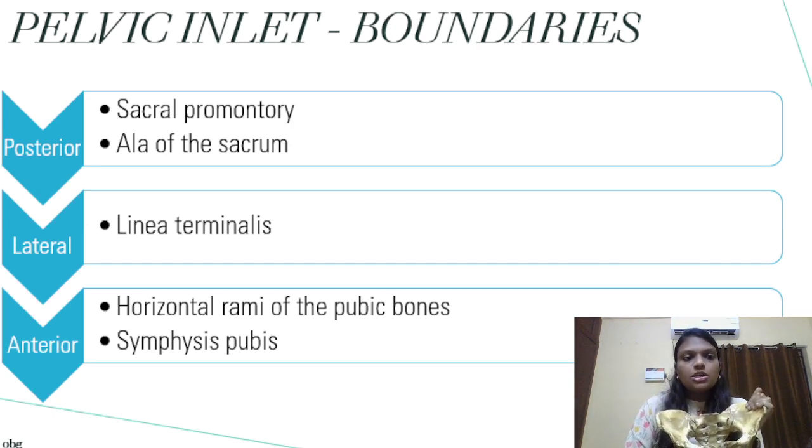Now we are going to see what are all the diameters of the pelvic inlet. We have three diameters of the pelvic inlet: an anteroposterior diameter, a transverse diameter and an oblique diameter. In the anteroposterior diameter we have three conjugates: anatomical conjugate, obstetric conjugate and the diagonal conjugate.